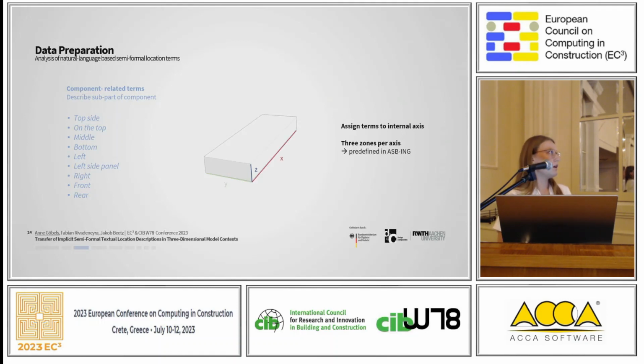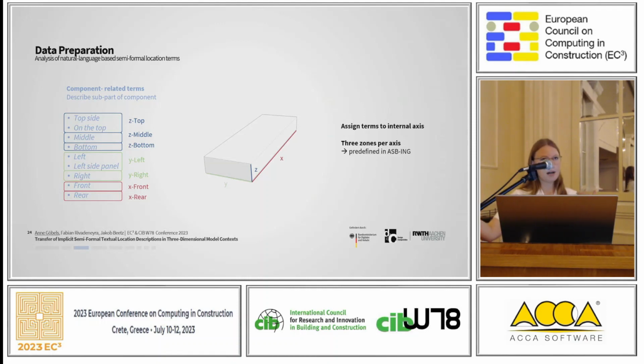So what we basically did is to assign each of these terms to one category, and we decided to split up each axis into 3 main parts, because it's also coming from the data model that each direction can be split up into front, middle, and rear, and right, middle, and left. And we just assign now, like, top side and on the top to the category Z top. And by that, we also limit the variety of expressions we are allowed to use. And at the end, we just have 9 different categories instead of 50 different terms.